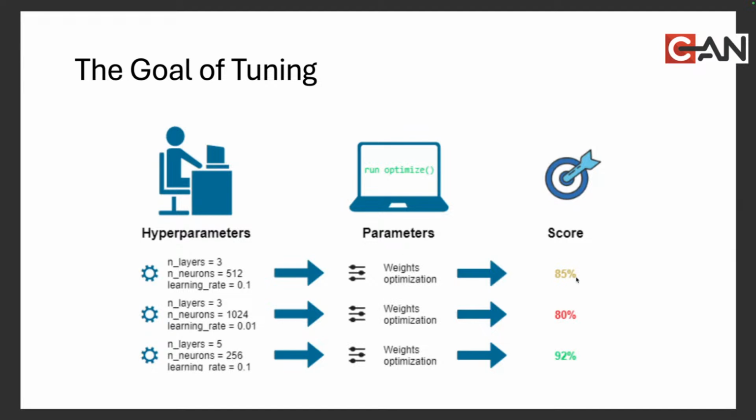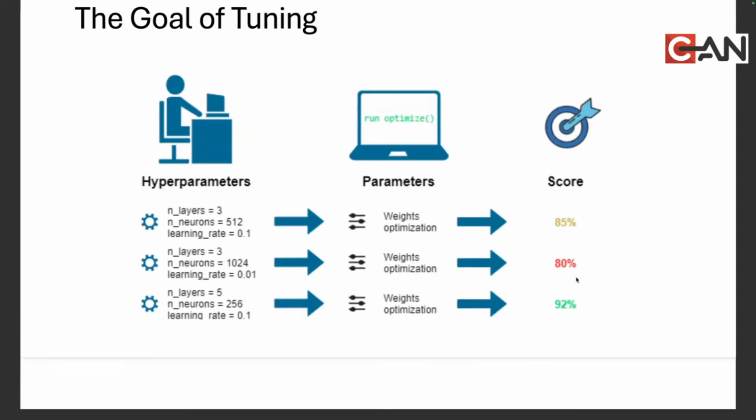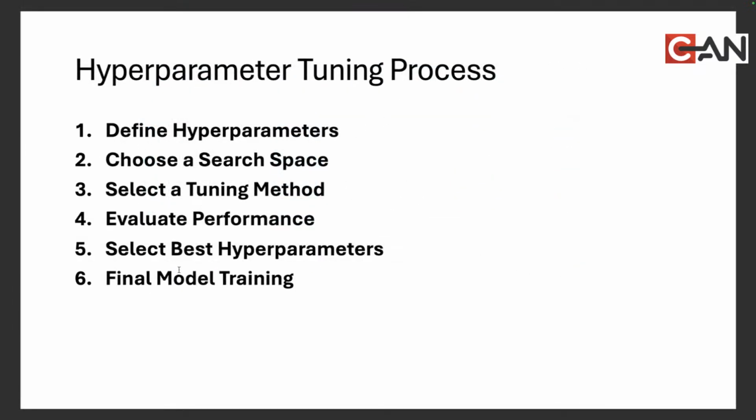We have to use a little bit of common sense, our experience, our knowledge of the data, the parameters that typically have the most influence. We have to be a little choosy here because it's expensive, especially if you're working with a really, really meaty data set or a meaty algorithm. So the process here: you're going to choose a search space, select a tuning method, evaluate the performance, select the best hyperparameters, and do final model training.